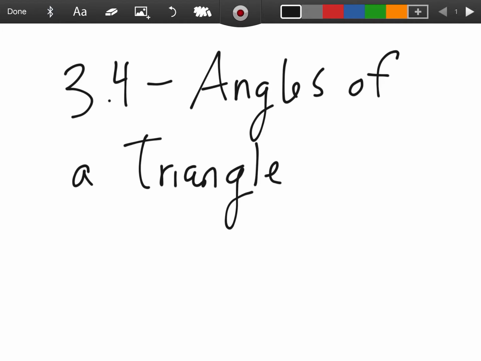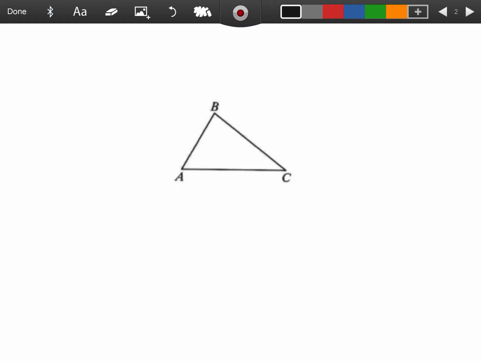All right, in section 3.4, we are now looking at the angles of a triangle. We've been looking at parallel lines and the angles that they form. Now we're looking at angles in triangles. So this here is a triangle. Hopefully you have seen that before. If you didn't know this was a triangle, this might be an interesting lesson for you.